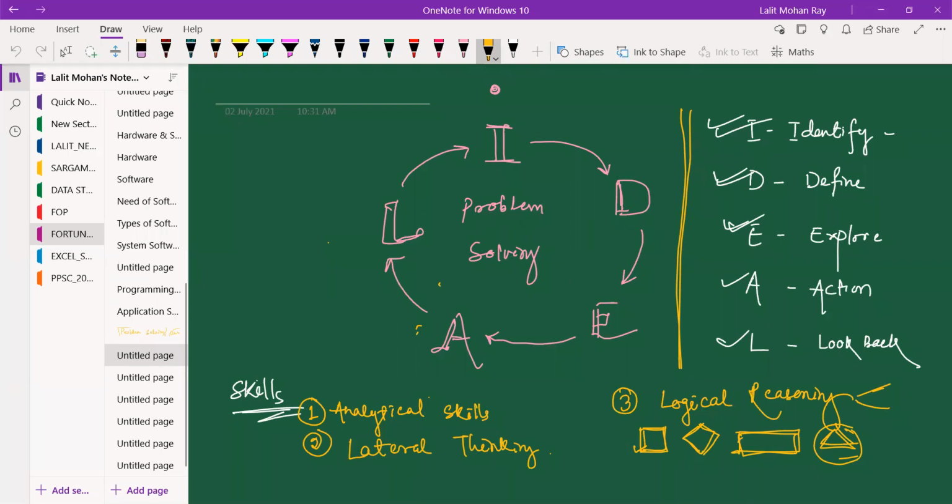Then number 4. Anyone can say number 4. Logical reasoning is one of the examples, right? Number 4 is your initiative. For problem solving, you have to take the initiative.